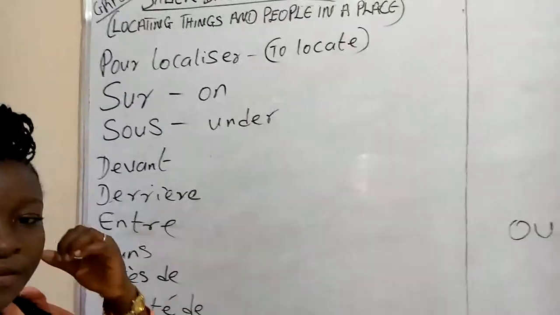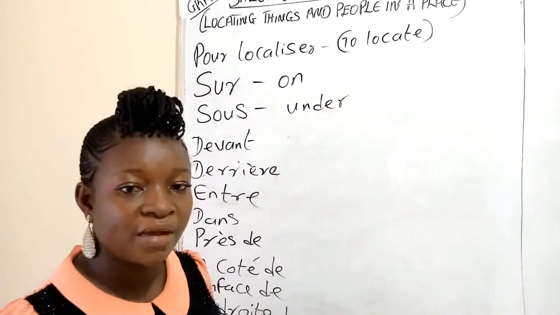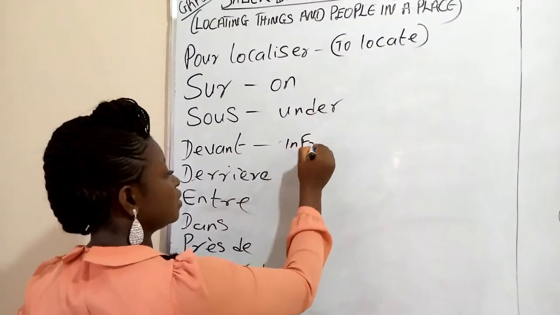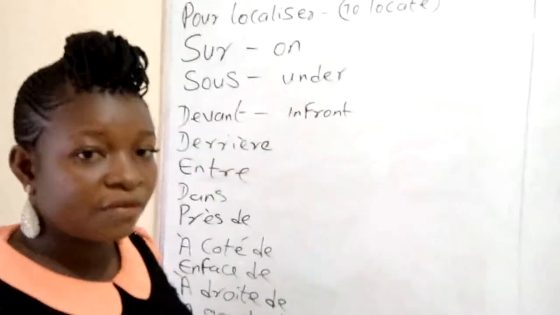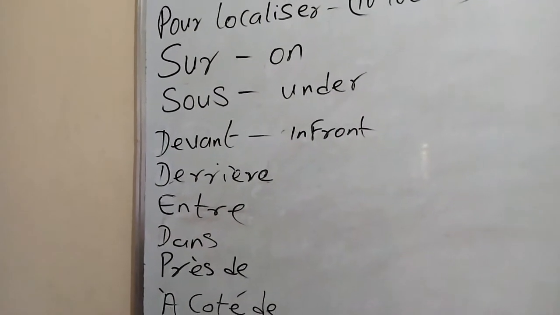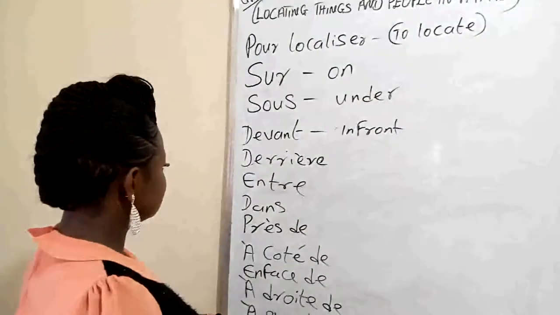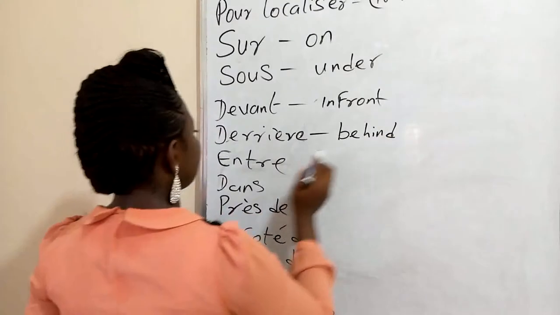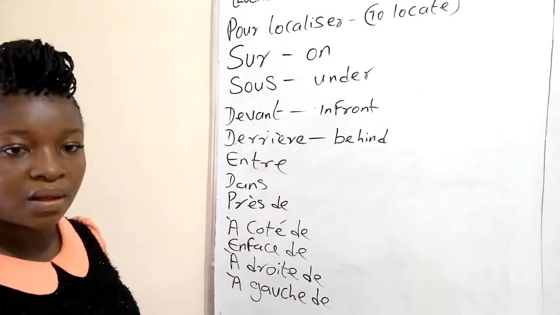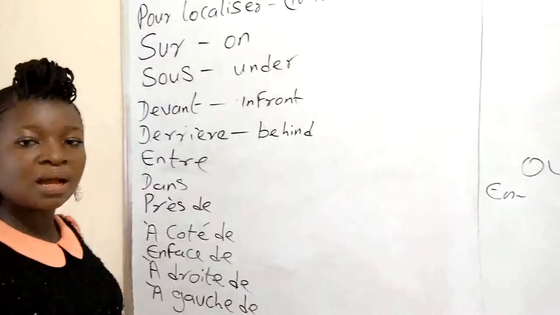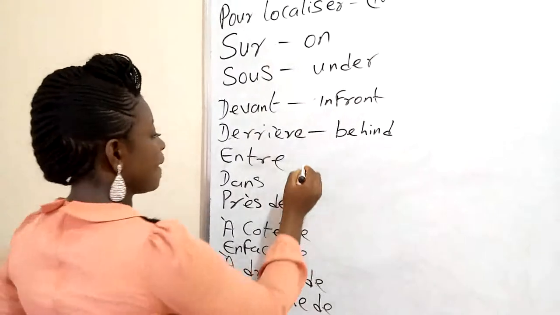Next we have devant. This is how I pronounce it, say it after me. Devant means in front. The next one is derrière. Derrière is behind. The next one is entre. Entre is between.